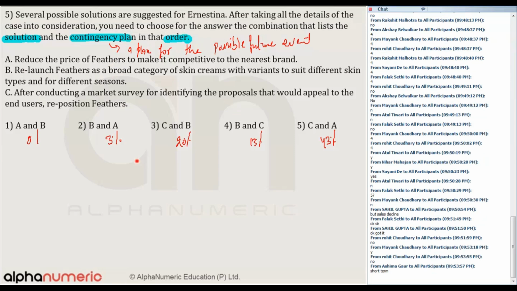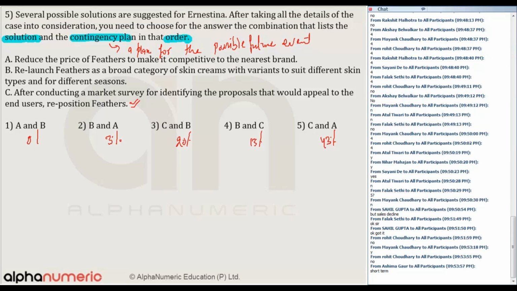When it comes to option C, after conducting a market survey for identifying the proposals that would appeal to the end users, try to reposition feathers. Is it possible in the short term or is it a long-term solution? Because doing a marketing survey is going to take a lot of time. So statement C can't be a short-term solution. Can it be? Please tell me.